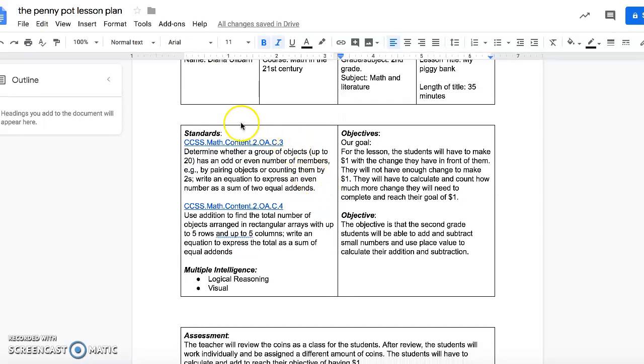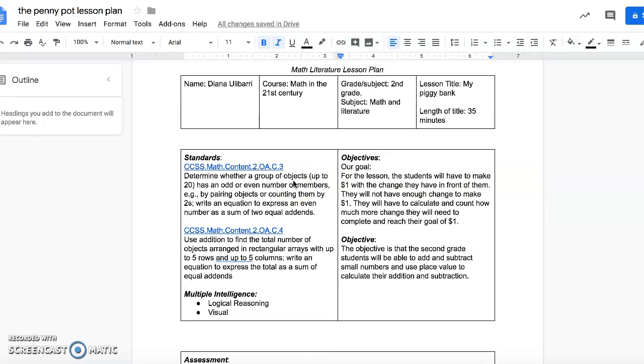So first off, here are my standards. Determining whether a group of objects up to 20 has an odd or even number of members by pairing objects or counting them, and writing an equation for an even number as a sum of two equal addends. My students in second grade are focusing on learning how to count higher than 20, so I feel like this content standard is a perfect fit to help them.